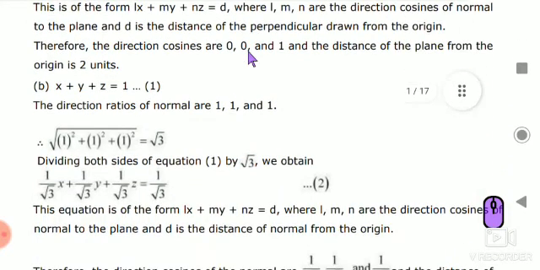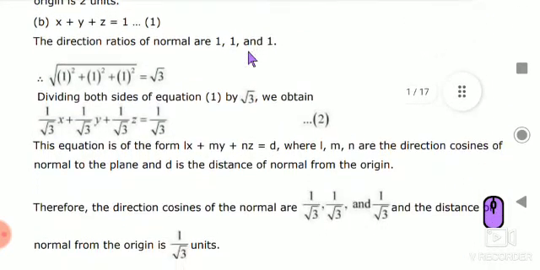Let me begin with the second problem, that is question B, x plus y plus z is equal to 1. This is the given plane in the form of Ax plus By plus Cz is equal to D. The direction ratios of the normals are coefficients of x, y, z, that is 1, 1 and 1. Getting the root sign for this 3 direction ratios, we get root 3, and dividing by root 3 to the equation number 1, we get 1 by root 3 into x plus 1 by root 3 into y plus 1 by root 3 into z is equal to 1 by root 3.